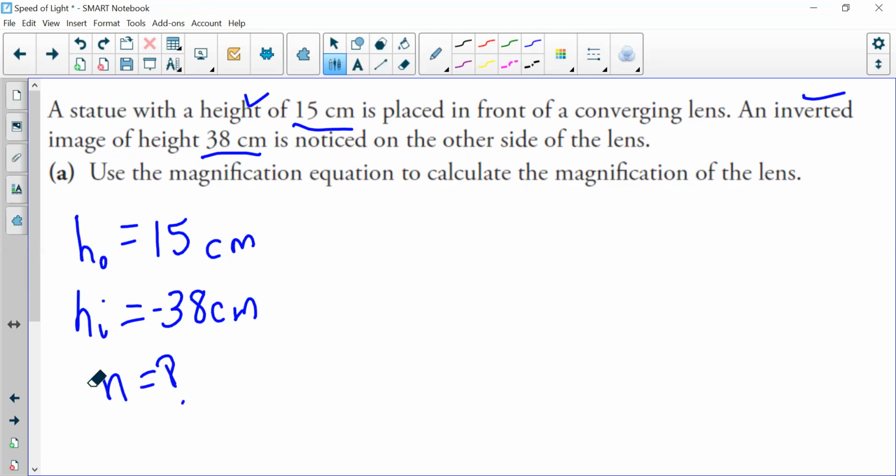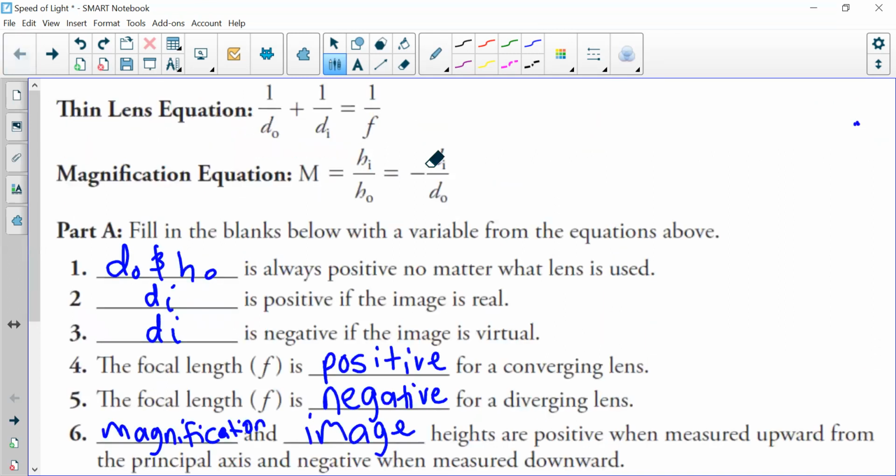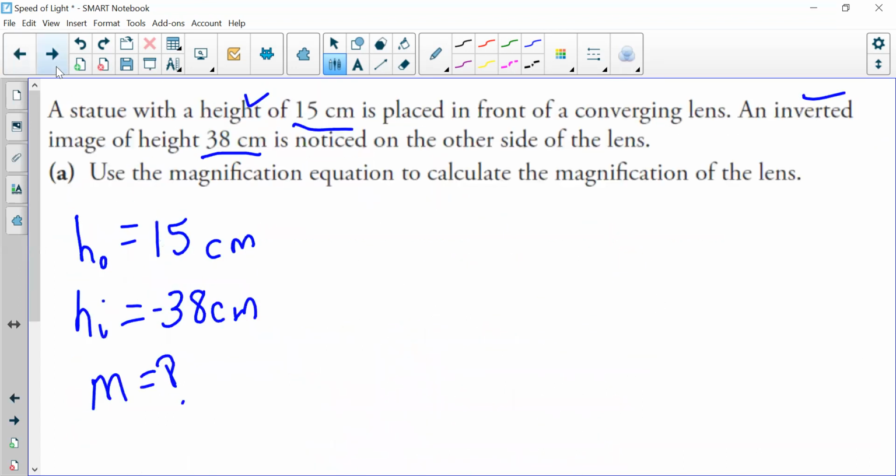Okay, so magnification obviously is the magnification formula. It tells me to use the magnification formula. What two parts am I using here? I have M, HI, HO, DI, DO. What two parts am I using? Very good, guys. That was a team effort there. So M equals HI over HO.